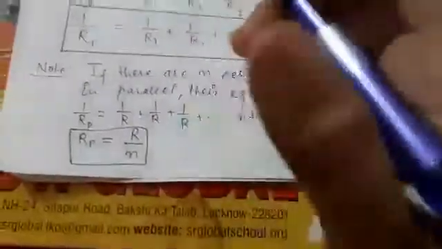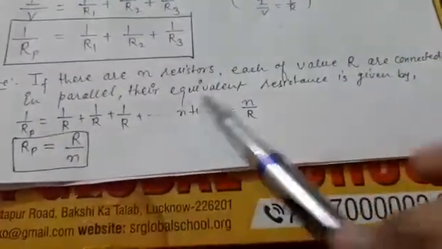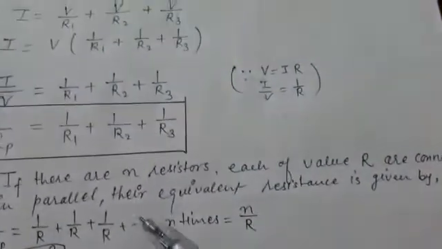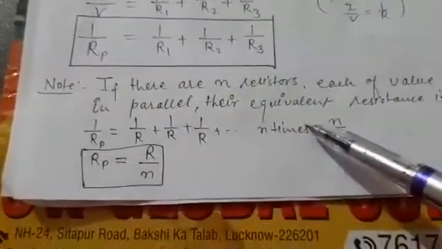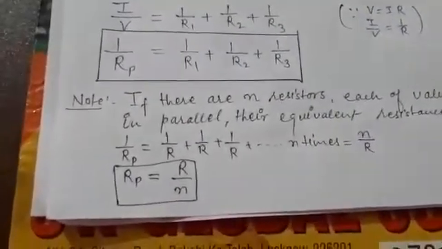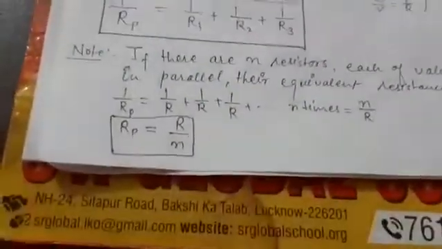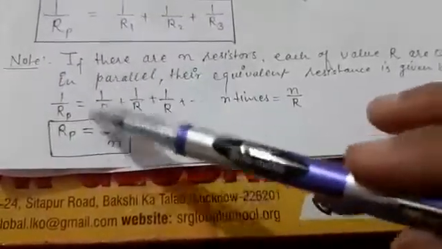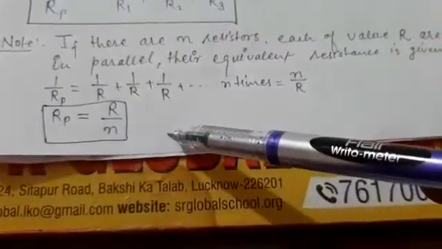Okay. Now note, if there are n resistors, each of value R, connected in parallel, the equivalent resistance is given by 1 by Rp equals to 1 by R plus 1 by R plus 1 by R, n times. Suppose 2 resistors are connected in parallel, so it will be 1 by R plus 1 by R means 2 by R. 3 are connected in parallel, so 3 by R. 4 are connected in parallel, so 4 by R. So n resistors are connected, so it will be n by R. But we'll take the reciprocal. So 1 by Rp equals to n by R, so Rp equals to R by n.